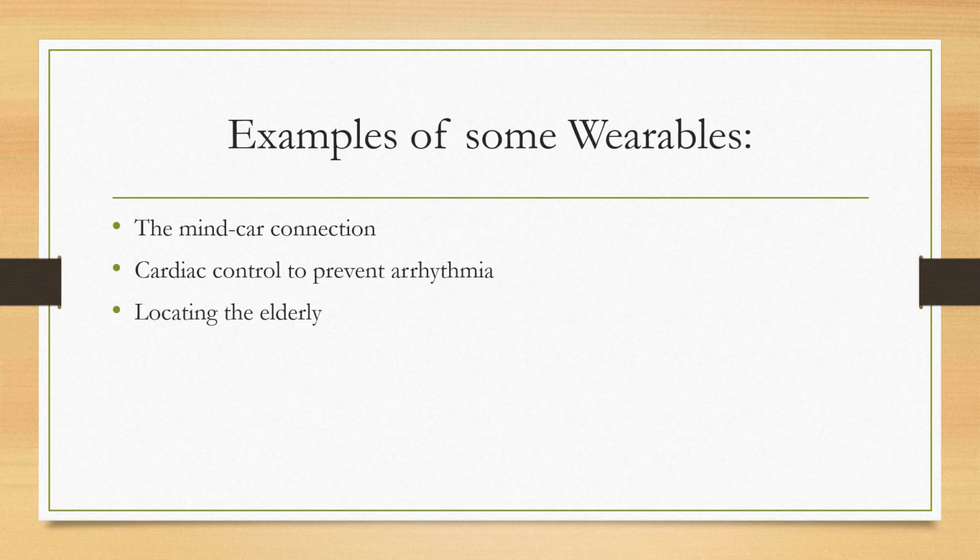We have some examples of wearables. The mind-car connection and how it works. The first one is the mind-car connection. So the brain is still the least understood organ of the human body. A helmet with sensors that detect changes in brain waves could change all that. With the information obtained, decoding algorithms will be created to connect drivers' minds with their cars.